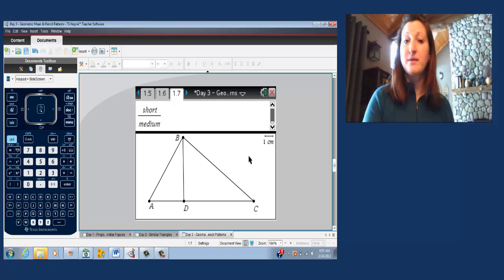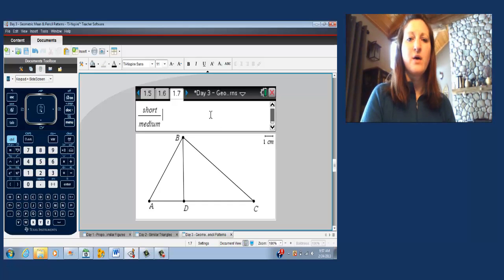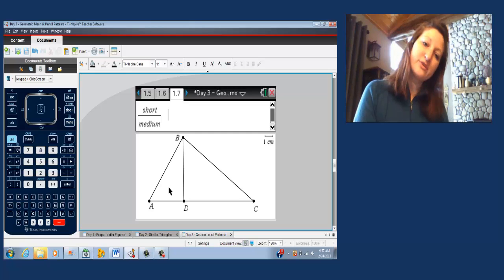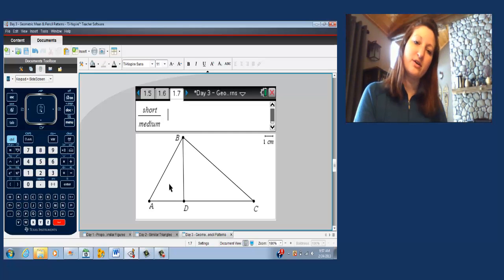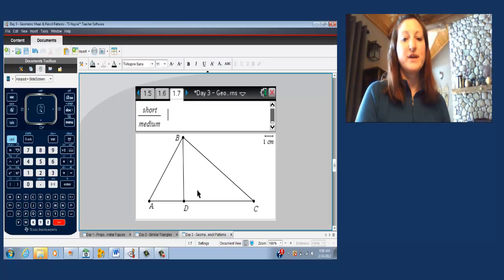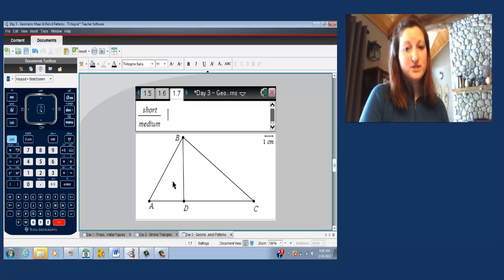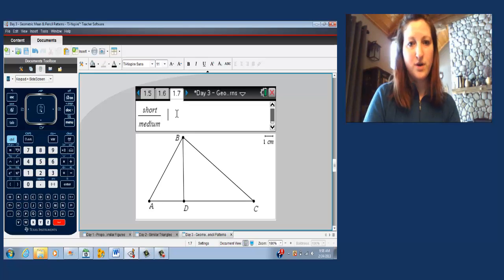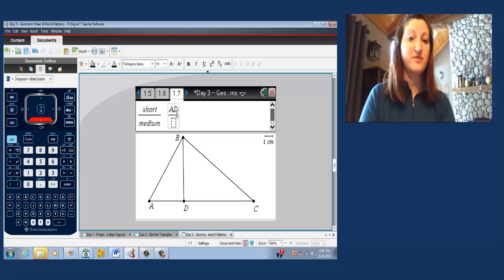And again, all of them are similar. Now, one thing that we can do is set up a whole bunch of proportions. So if we take a look at this tiny triangle and the medium triangle, we can compare the short side to the medium side. So the short side on this triangle is AD. So up above here, I'm just going to open up a fraction. We can compare AD to the medium side of that triangle, which is BD.